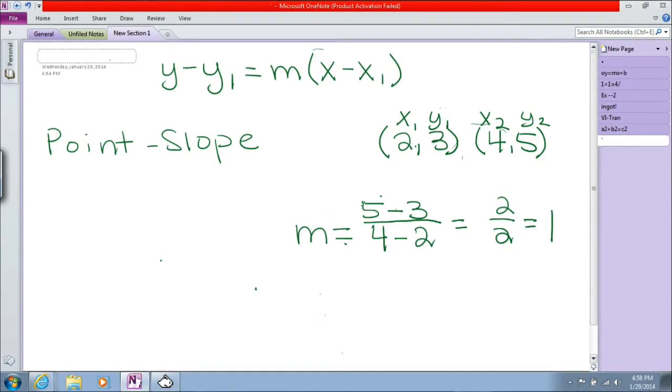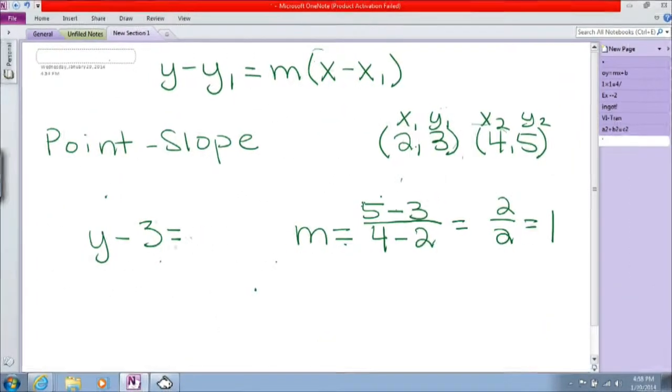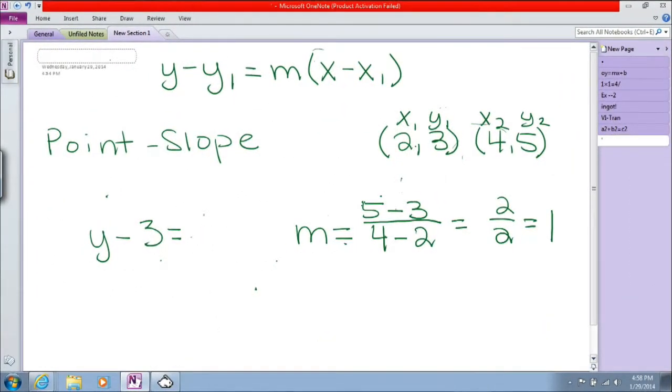So what we can do is plug in our slope of 1 and one of our points in order to find the equation of the line. So my equation would be y minus y1. So just pick one of your y values. So y minus, I'm going to just pick the first point, but it doesn't make a difference. So we have y minus 3 equals, and then our slope we found is 1 times x minus x1, which is 2.